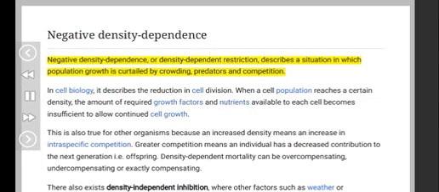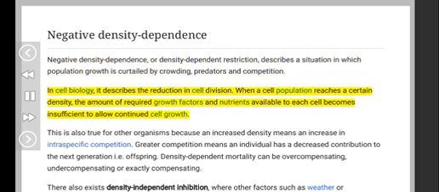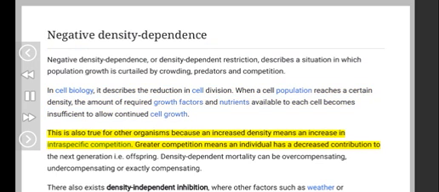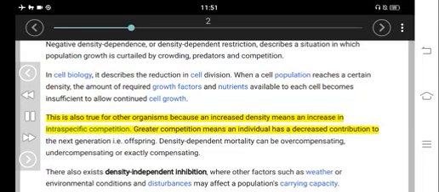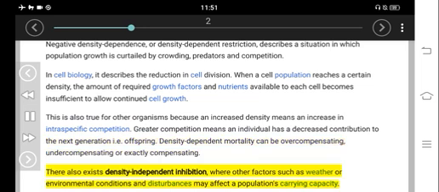crowding, predators and competition. In cell biology, it describes the reduction in cell division. When a cell population reaches a certain density, the amount of required growth factors and nutrients available to each cell becomes insufficient to allow continued cell growth. This is also true for other organisms because an increased density means an increase in intraspecific competition. Greater competition means an individual has a decreased contribution to the next generation, i.e. offspring. Density-dependent mortality can be overcompensating, undercompensating or exactly compensating.